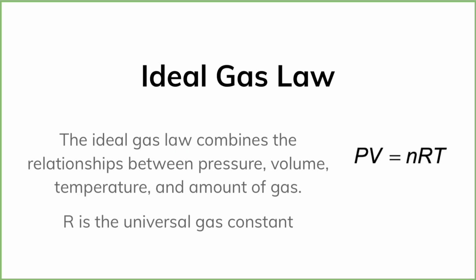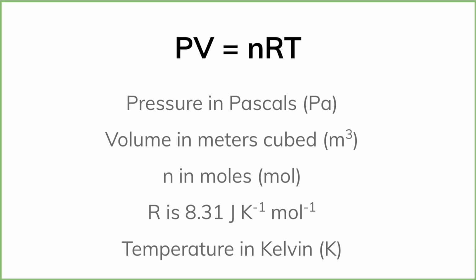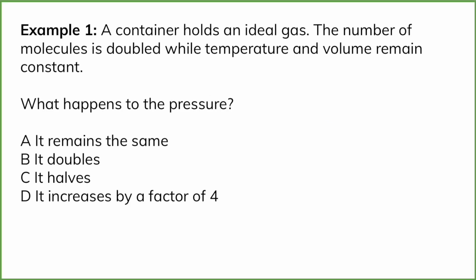So the ideal gas law combines the macroscopic values of pressure, volume, and temperature, and it combines that with the number of moles. And then we have R here, which is the universal gas constant. We must ensure that pressure is always in pascals, the volume is in cubic meters, n is in moles, and then this is the constant 8.31 joules per Kelvin per mole. And then like the combined gas law, we want to make sure that temperature is always going to be measured in Kelvin.